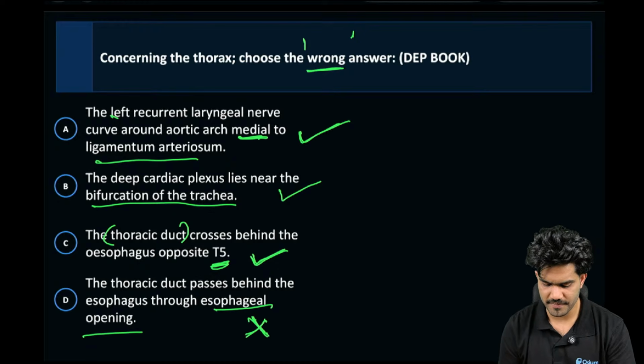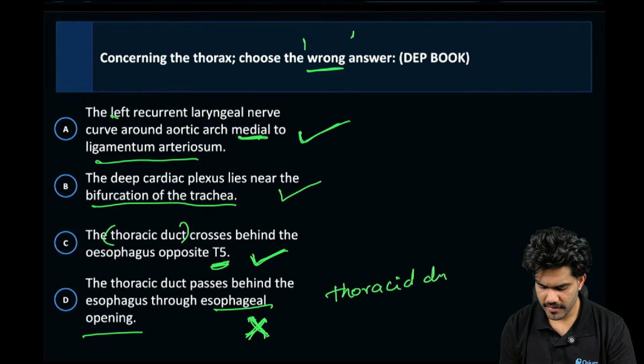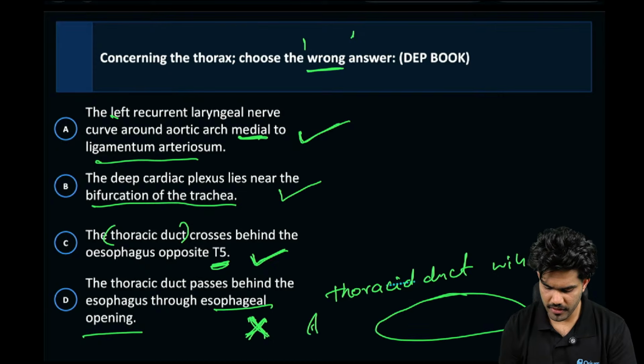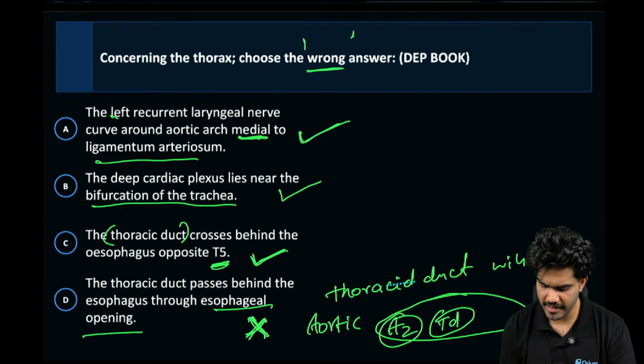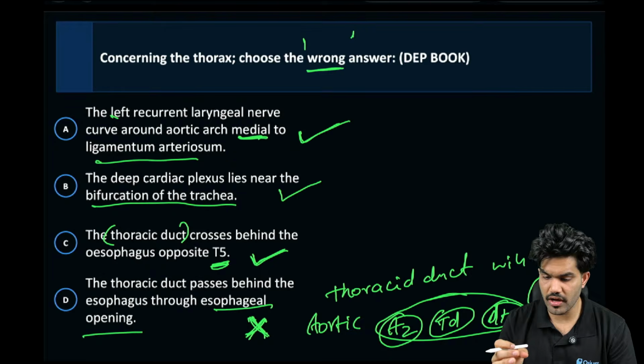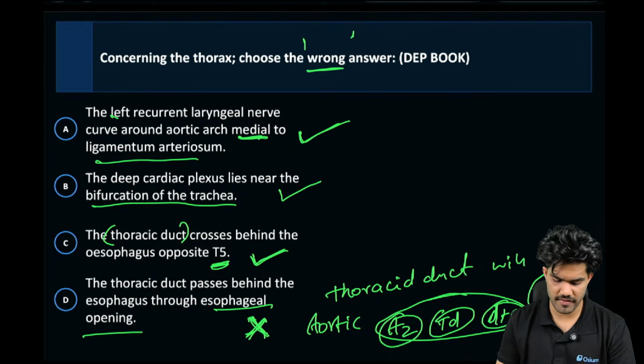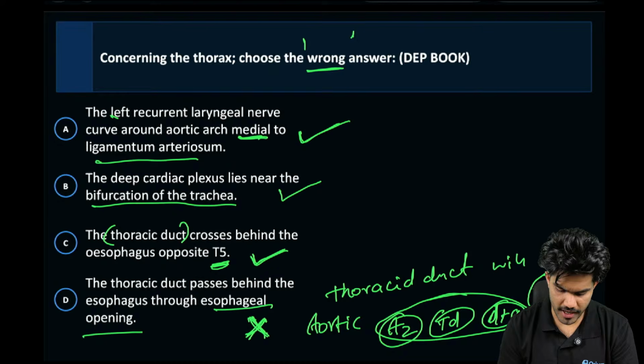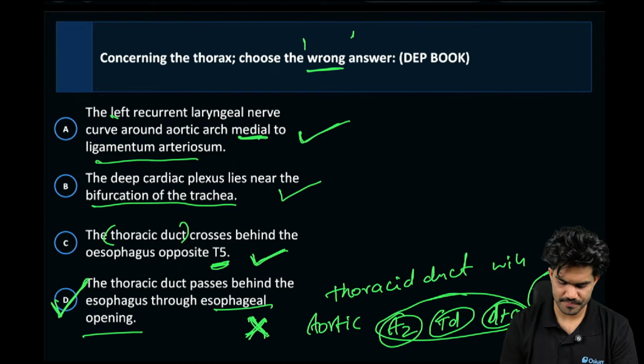Which opening? Guys, thoracic duct will be in the aortic opening. We have azygous vein, we have thoracic duct, we have what? Descending thoracic aorta. So at which level? T12. Okay. This level is also important. What all are the contents passing through is also very important. Okay. So the answer will be D.